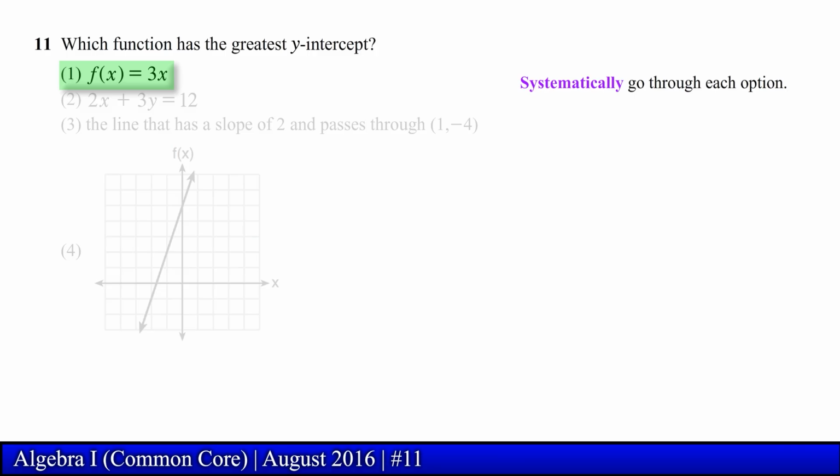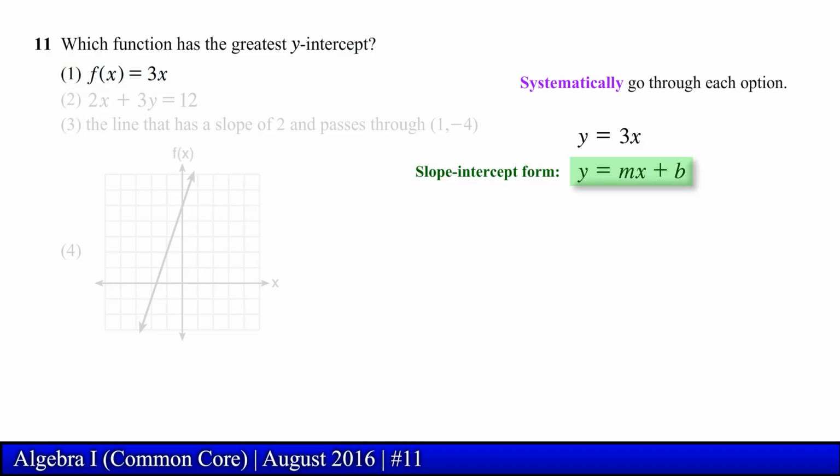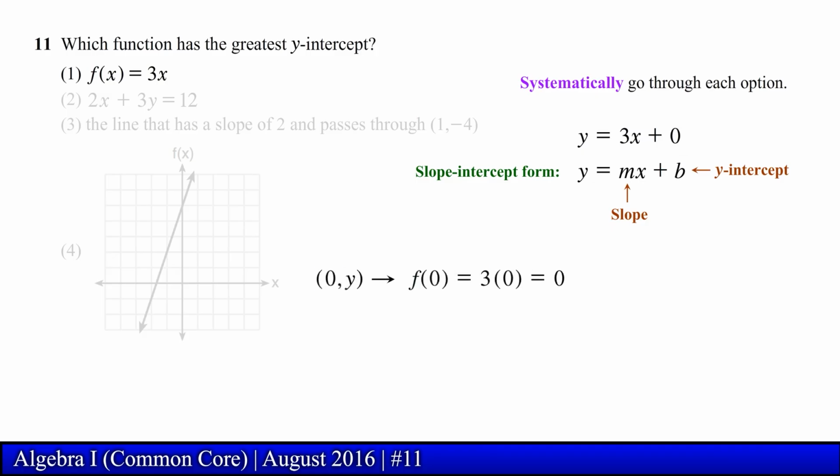Let's start with the first option. Here we have f of x equals 3x. This is equivalent to y equals 3x. Recall that the equation of a line in slope-intercept form is y equals mx plus b, where m represents the slope and b represents the y-intercept. Comparing both functions, we see that f of x equals 3x has a slope of 3 and a y-intercept of 0. Alternatively, we could have figured out the y-intercept by setting x equal to 0 and simplifying the expression or solving for f of x or y.